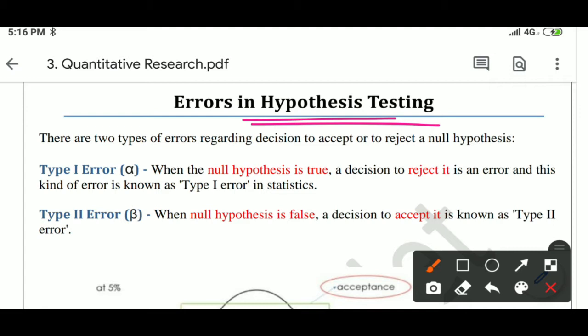So there is a possibility that there are two types of errors. The first is type 1 error and the second is type 2 error. So let's understand them one by one. What is type 1 error? This is denoted by alpha, and type 2 error is denoted by beta.